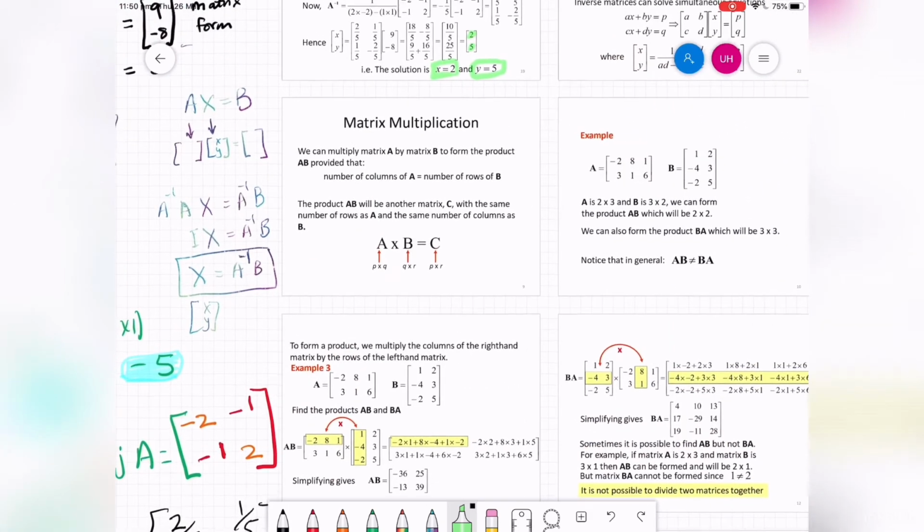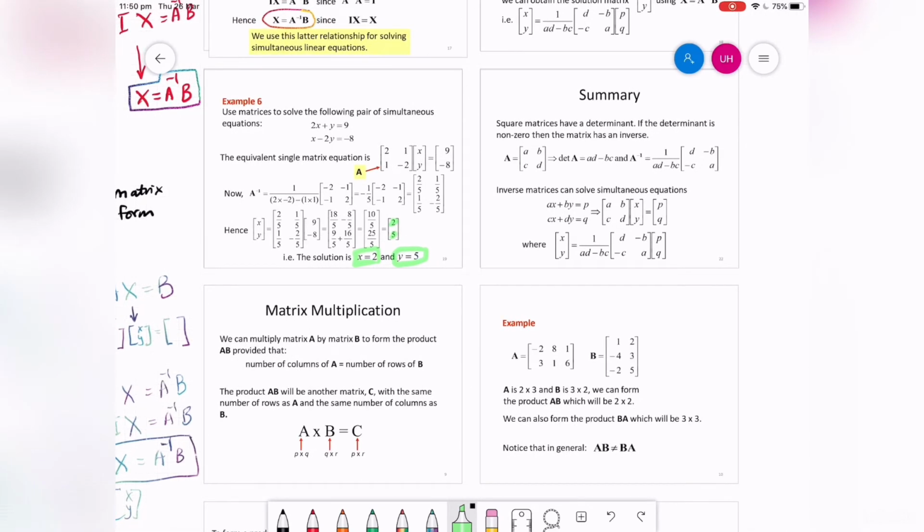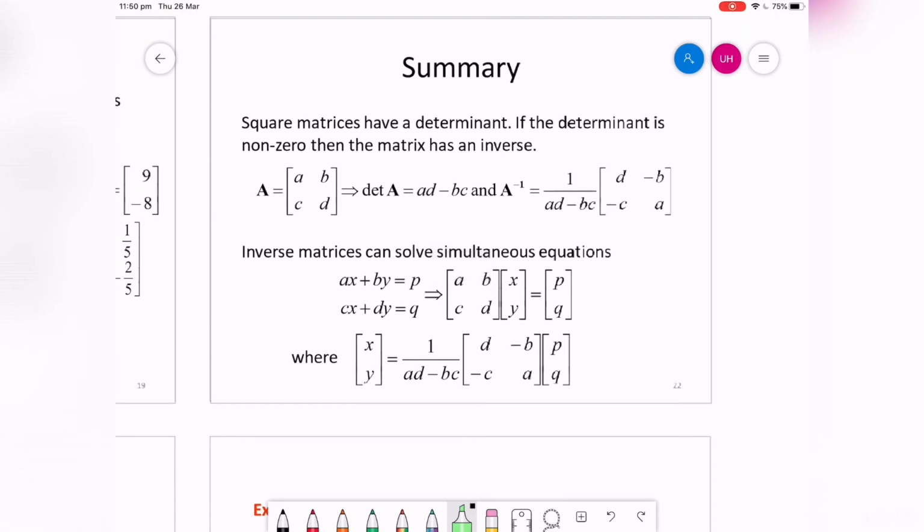That was an example for you to do, and therefore the summary for it here. Square matrices have a determinant, and the determinant is A times D minus B times C. So that's the determinant of A. Or you can write it as a modulus of A, but it can be negative. It doesn't have to be positive.